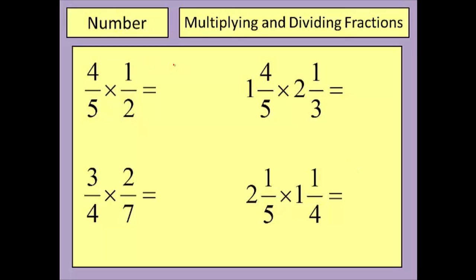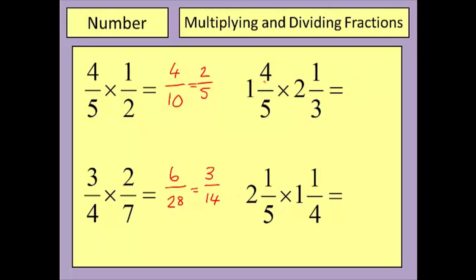Okay, so this first one I'm going to do 4 times 1, which is 4, over 5 times 2, 10. Now in terms of simplifying, this will cancel down to 2/5. This example I'm going to do 3 times 2, which is 6, over 4 times 7, 28. I know that this will simplify some. It will go to 3/14.